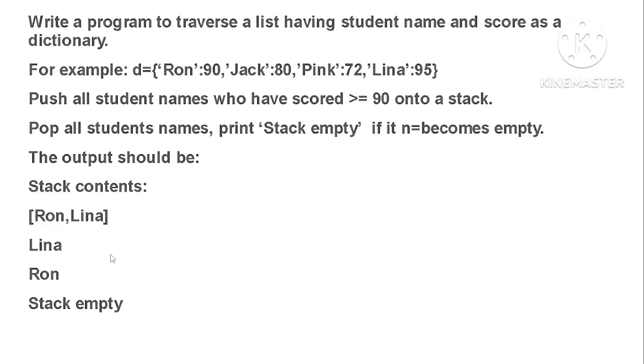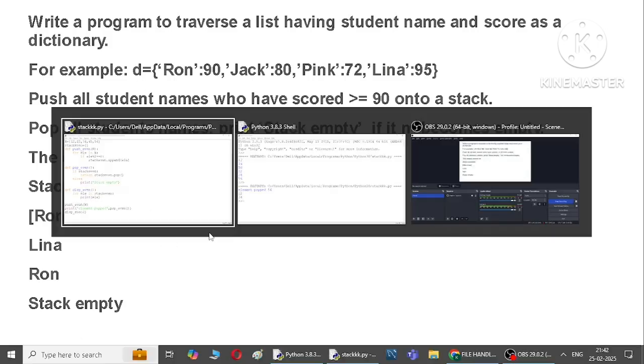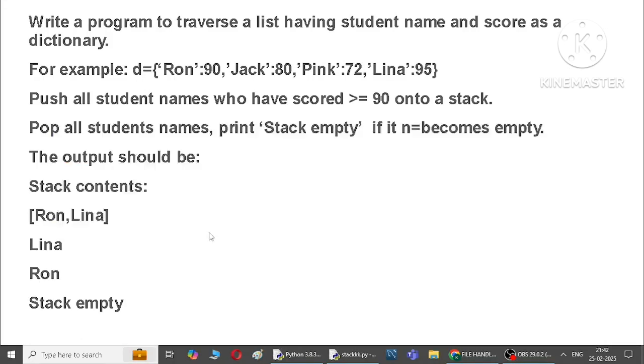There is a dictionary D, which contains the student name and score inside a dictionary. Push all the student names who have scored more than 90 to a stack. Pop all the student names and print stack is empty if that stack becomes empty. Okay, so first you have to have a dictionary.